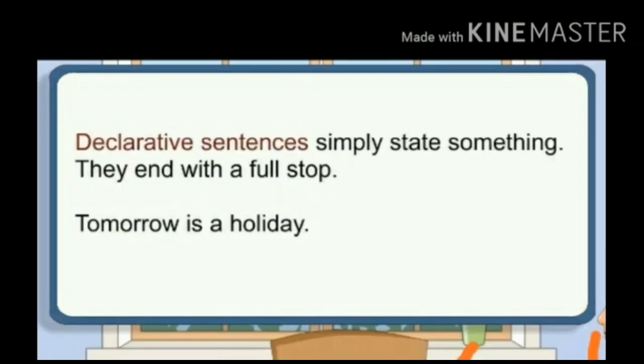The first type of sentences are declarative sentences. Declarative sentences simply state something. They end with a full stop. It means a simple sentence which says something is a declarative sentence. For example, tomorrow is a holiday. We can have some more examples like I go to school or my name is Sapna. So, simple sentences are called declarative sentences.